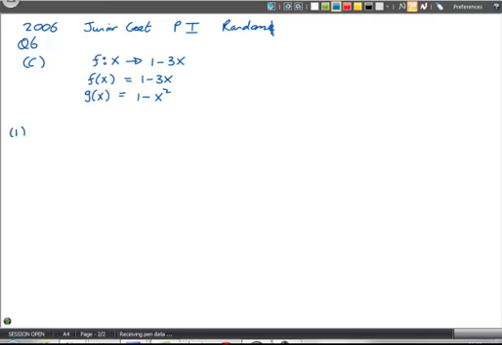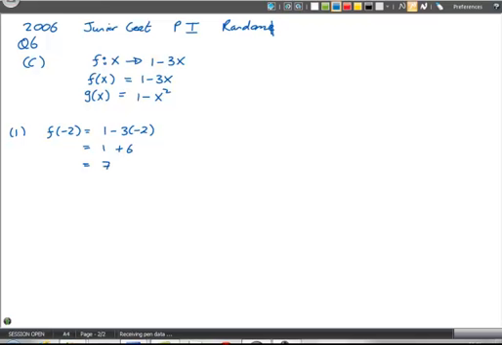So part 1, very simple things that we're asked to do. We're asked to find f of minus 2, which means we're going to sub in minus 2 into x, wherever we see x in f. So it'll be 1 minus 3 times minus 2. That'll be 1 plus 6. So the answer is 7.